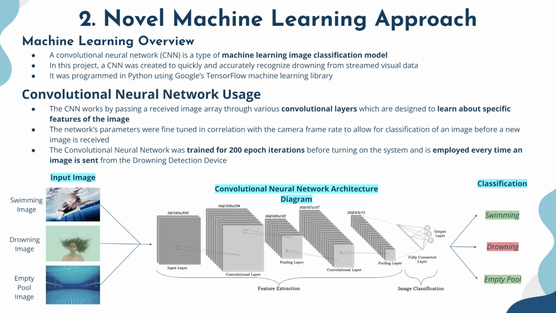To do this, a convolutional neural network, or CNN, was created. A CNN is a type of machine learning image classification model which takes an input image and passes it through various convolutional layers, which learn more about specific features of the image and classify it into a given class. In this case, an input image is received from the drowning detection device camera and is passed through the convolutional neural network to classify the situation as either swimming, drowning, or an empty pool being seen.